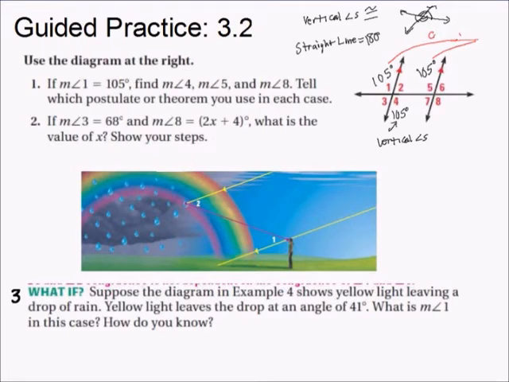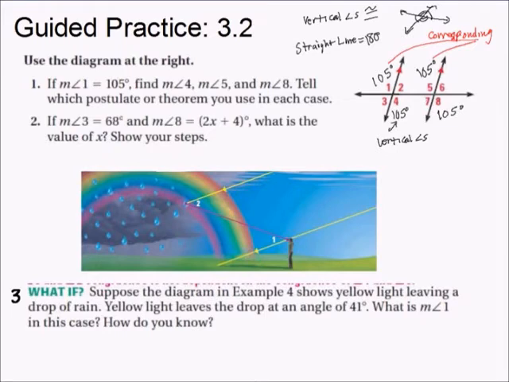Angles 1 and 5 are corresponding angles. And if you have parallel lines, which we do here, then we know that corresponding angles are congruent. And then let's look at angle 8. If we look at angle 8, we know that angle 8 has to be 105 because they are on the outside of your two lines.